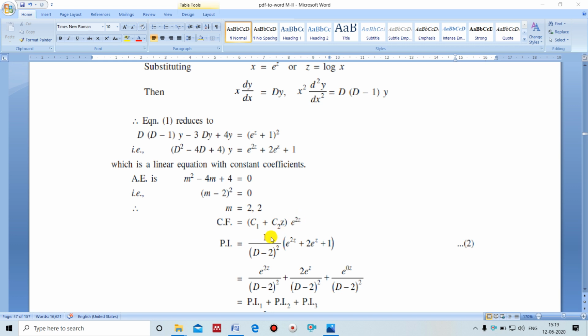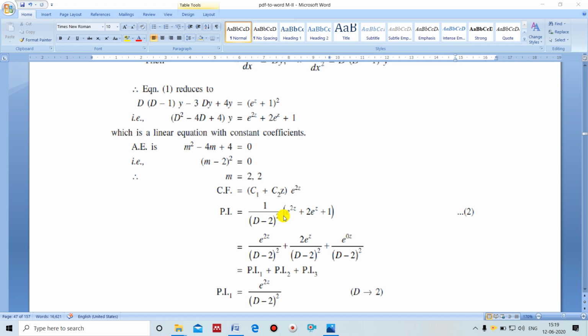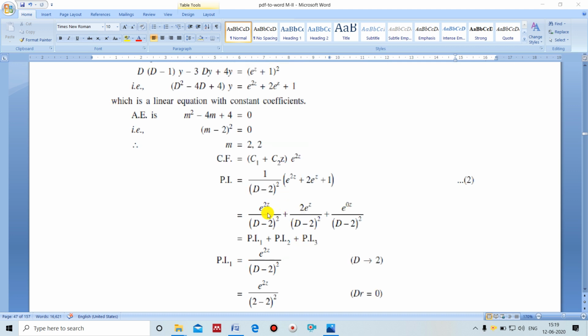To find the particular integral, PI = X divided by f(D). X is e^(2z) + 2e^z + 1, and f(D) is D² - 4D + 4, which can be written as (D - 2) whole square. Here three terms are there, so separate them: e^(2z) divided by (D - 2)² plus 2e^z divided by (D - 2)² plus 1 into e^z, or e^(0z), e^(0z) divided by (D - 2)².